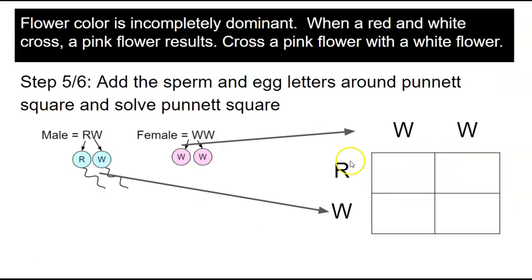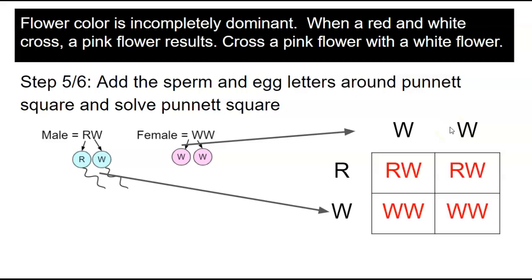Then we put them in our Punnett square. Reminder, it does not matter which side they go on. So if you want to put RW up here, great. If you want to write it WR instead of RW, totally fine. The only rule when it comes to putting these letters around the Punnett square is that parent one's letters have to be on the same side, parent two's letters have to be on the same side. So that means this W and this W have to be on a side together. Doesn't matter if it's on this side or the top, they have to be together.